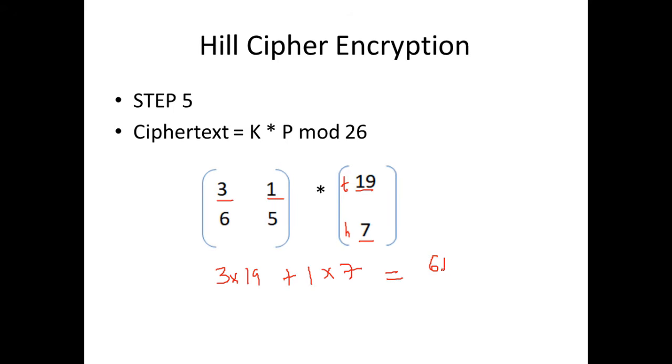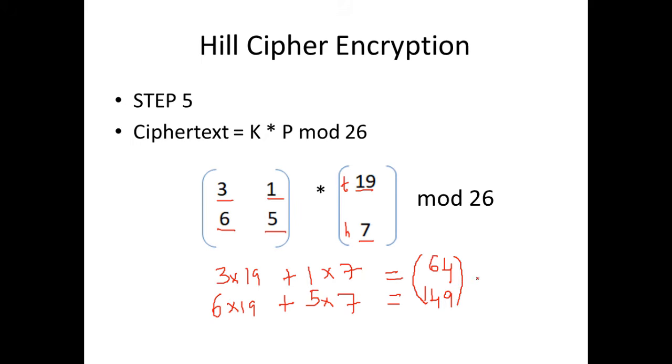This will be 64. Likewise, you go to the second row, 6 into 90 plus 5 into 7. What will be the output of this? This will be 149. So once you are done with this, what next you have to do? We have to perform mod 26. What is 64 mod 26? The remainder will be 12. What is 149 mod 26? The remainder will be 19.